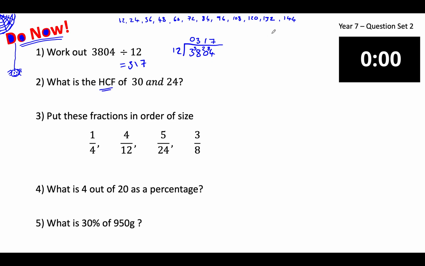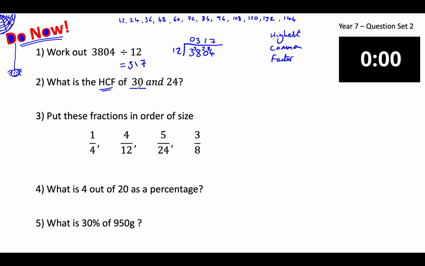HCF. This stands for highest common factor. So we need to find the factors of both numbers and then find the highest one, so the biggest one, that's common to both. Excuse me a second. Have a little cough. Okay, so let's find the factors.